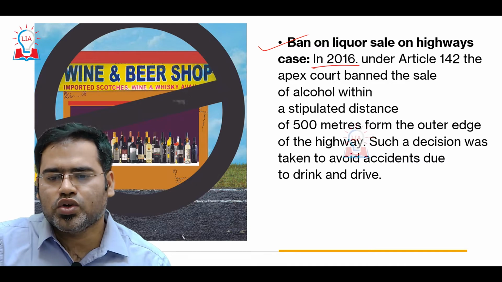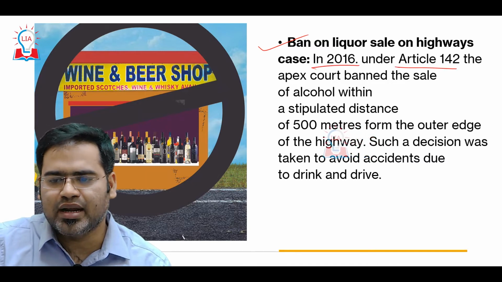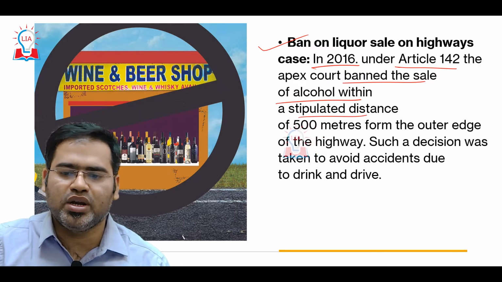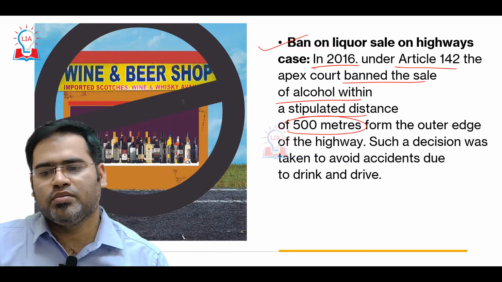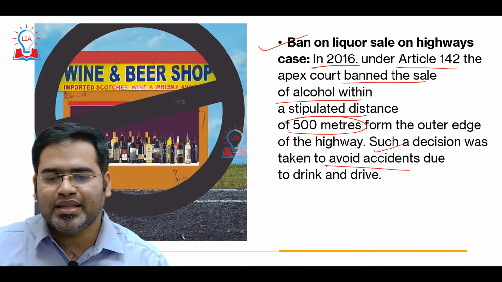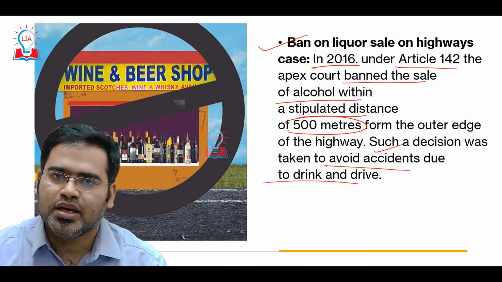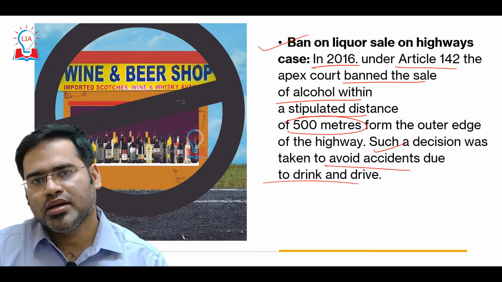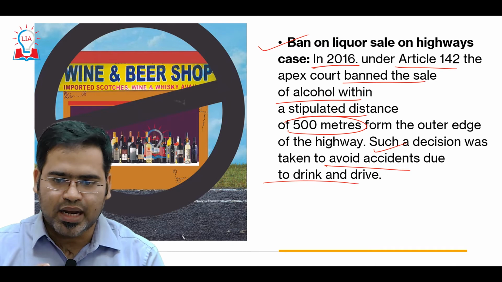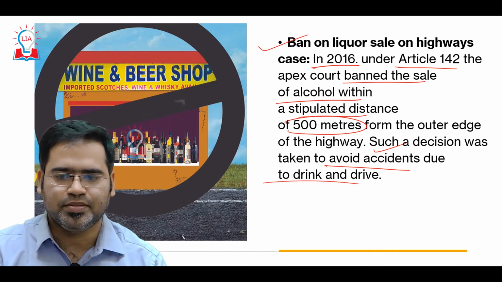So in 2016, the Supreme Court used this Article 142 and put a ban on the sale of alcohol within a stipulated distance of 500 meters from the outer edge of the highways. Such a decision was taken to avoid accidents due to drink and drive cases. So here, in this particular case, in the larger public interest, this Article 142 has been used.